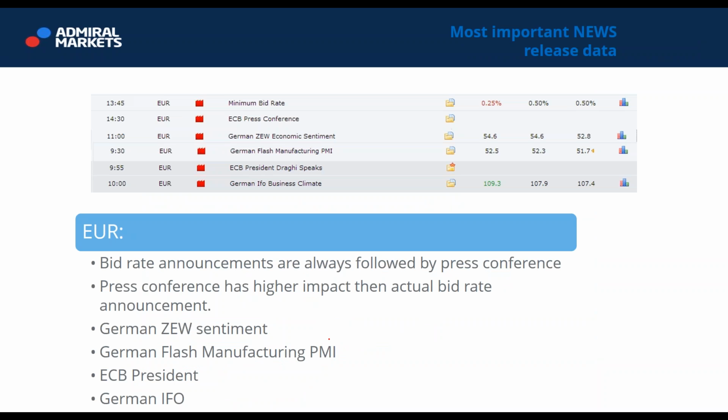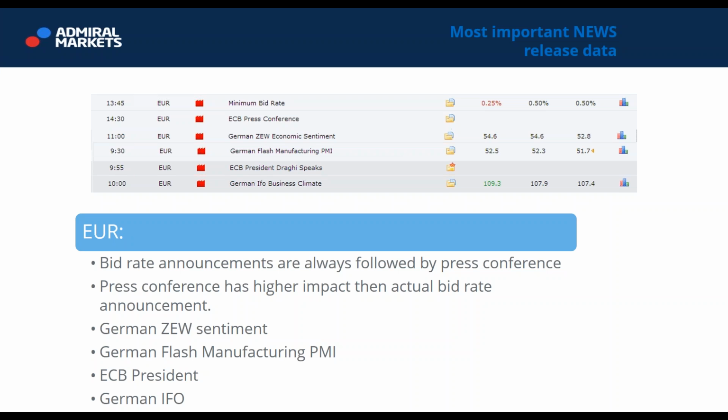For the euro, rate announcements are always followed by a press conference. You need to know this if you want to trade rate announcements. Have in mind those are risky events, but you know how they say, no pain, no gain. Very often those important news releases and risky events can yield a lot more pips than the average positional trade.